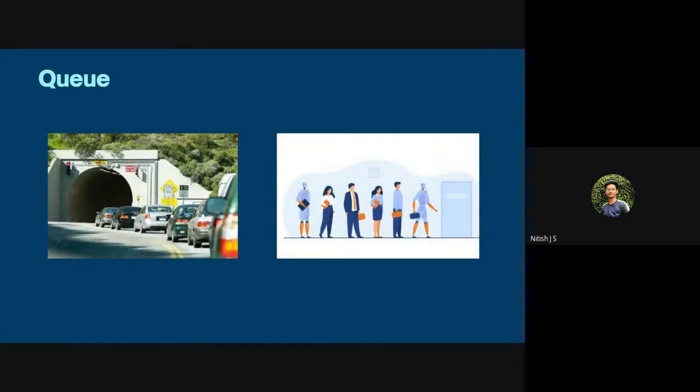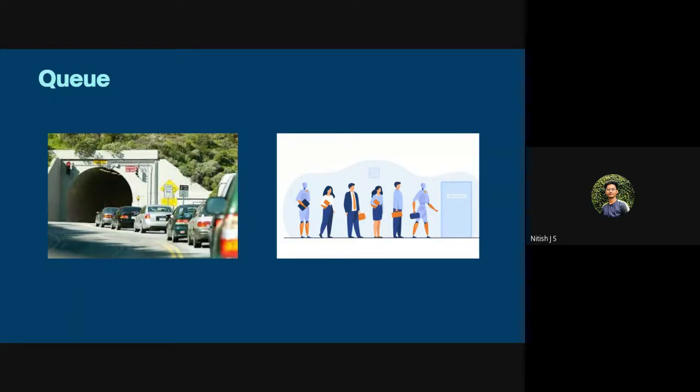Moving on to the next container adapter, queue. Now consider a single lane, one-way tunnel where overtaking is prohibited. So whichever vehicle enters the tunnel first will exit the tunnel first, right? So it follows the first in, first out interface, and that is what a queue is.